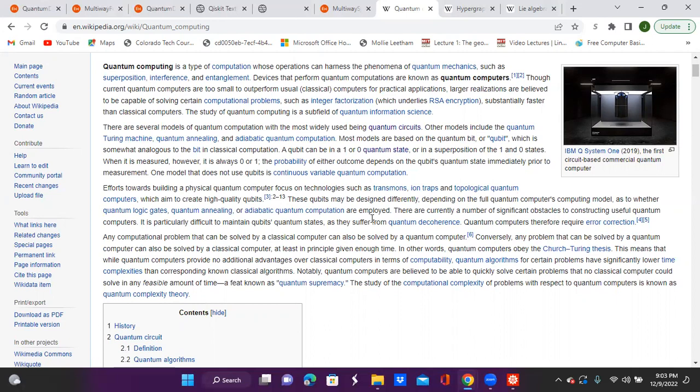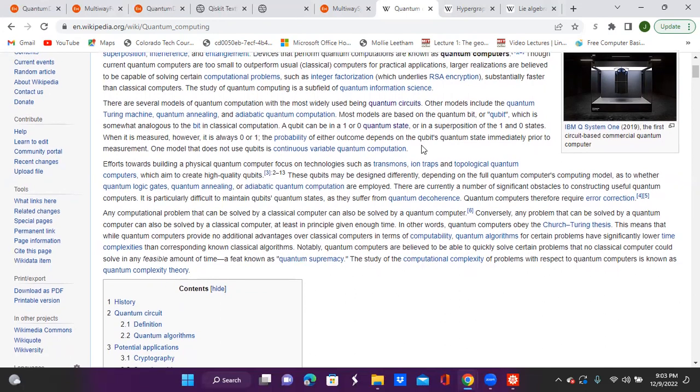There are several modes of quantum computation, with the most widely used being quantum circuits. Other models include quantum Turing machine, quantum annealing, adiabatic quantum computation. Most models are based on the quantum bit, or the qubit, which is somewhat analogous to the bit in classical computation.